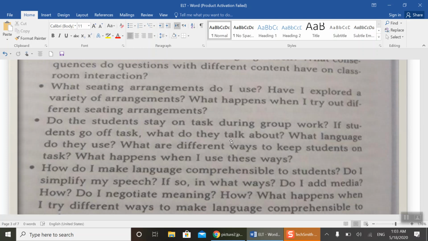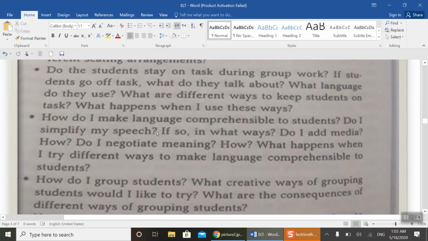Okay, go back to the beginning of the chapter and read this. How do I make language comprehensible to students? We have just explained this. Do I simplify my speech or not? Or do I use, for example, difficult words, speaking very quickly? Is this something good or what? No, it's not preferable. It is something that should not be done inside the classroom.